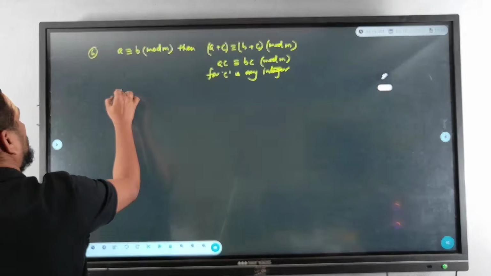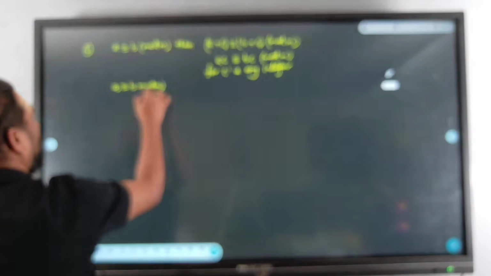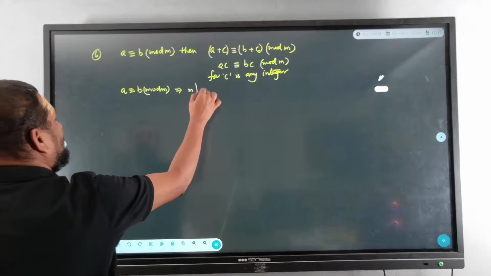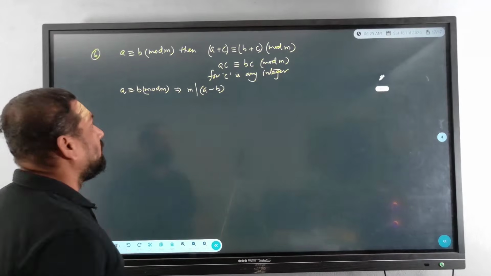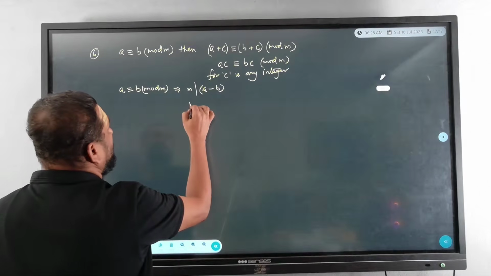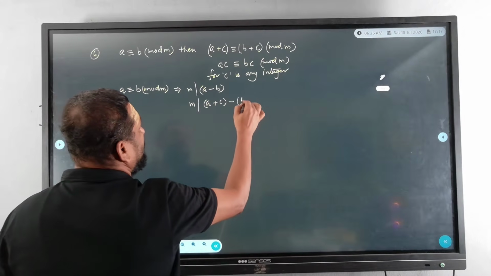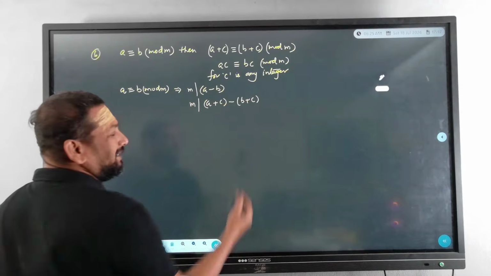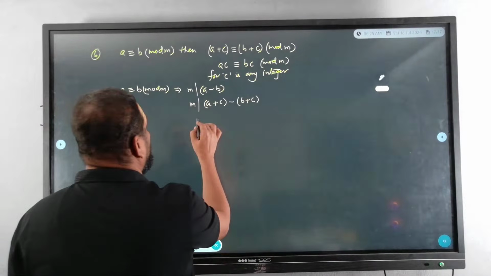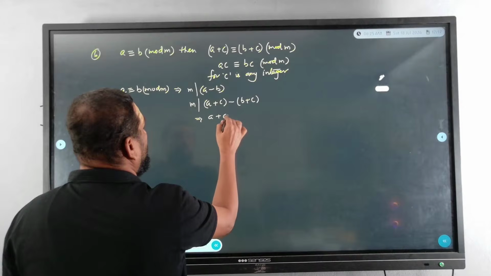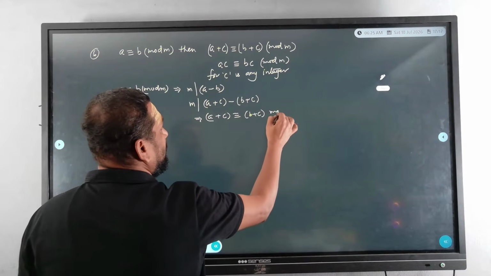Simple. A congruent to b mod m. M divides a minus b. So it can be replaced as m divides a plus c minus of b plus c. Here c gets cancelled. So a plus c congruent to b plus c mod m.